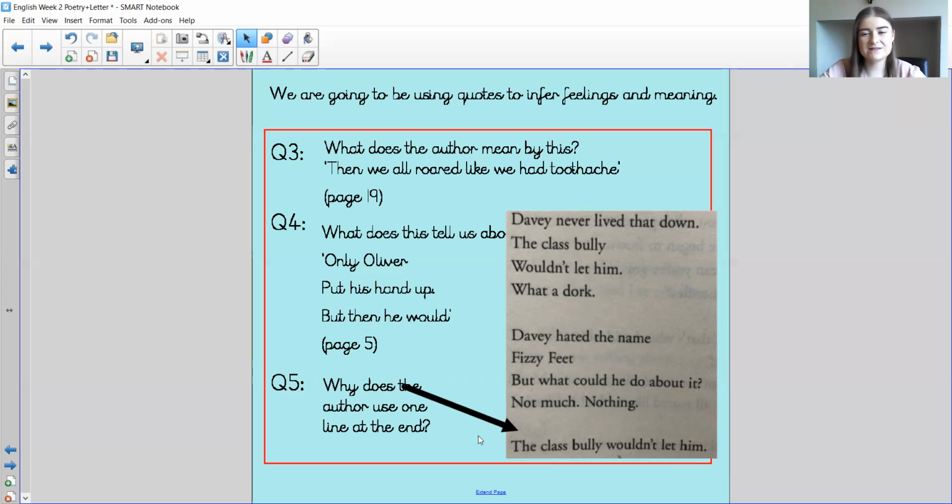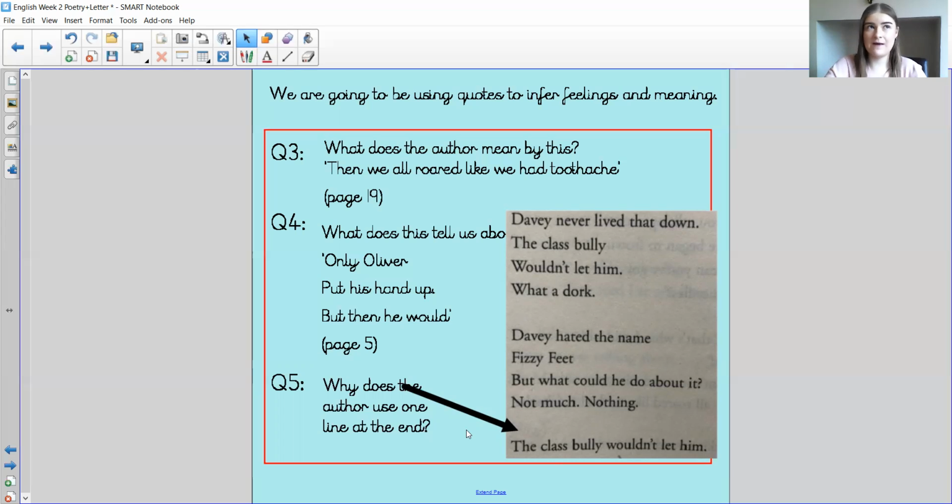I think they've used 1 line because it's a little bit like a short sentence. You've got all of this paragraph here, or stanza, all of this stanza here, and then boom, you've got 1 sentence at the end. And I think that they've used that 1 line because it makes you really focus on that final point. Just 1 little point right at the end. The class bully wouldn't. Very menacing. And it makes it sound like the class bully was very unkind and didn't let him forget that he had got Fizzy Feet. So I think that that 1 line has been used to really show how unkind the bully is and that the bully's not going to let him forget his name, Fizzy Feet.